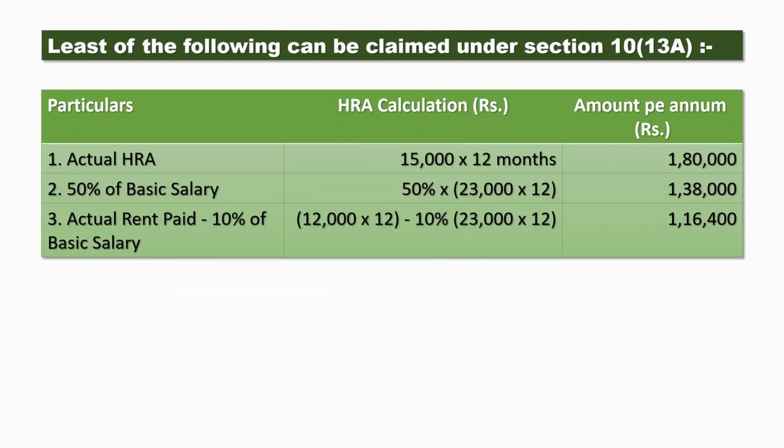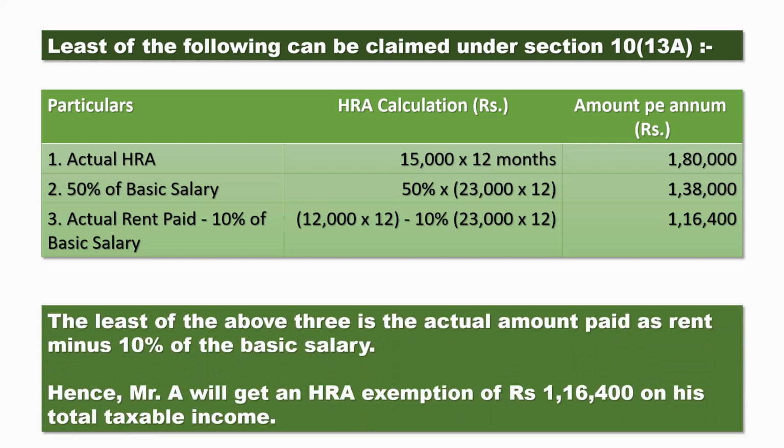Now we will calculate how much deduction he can get from his taxable income. First, we will calculate actual HRA received, which is 1,80,000 received in a year. Second, 50% of basic salary. Basic salary is 23,000 per month. Multiply by 12 months, and 50% of that equals 1,38,000. Third, actual rent paid is 12,000 per month. Multiply by 12 months, and minus 10% of basic salary, which equals 1,16,400.